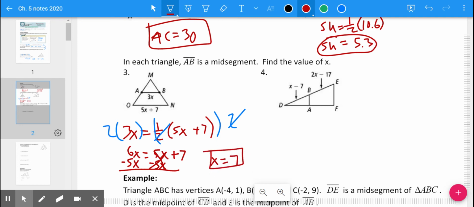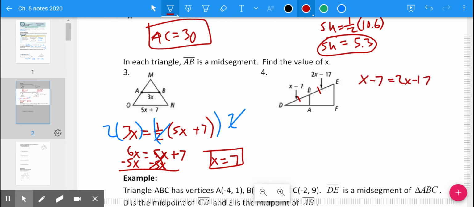However, in number 4, we know that AB is a midsegment. We're not given lengths of the midsegments, we're given lengths of the sides. So don't assume that one of them is half of the other. If this is a midsegment, then DB and BE have to be the same, because B would be the midpoint. So now we're just saying that x minus 7 equals 2x minus 17.